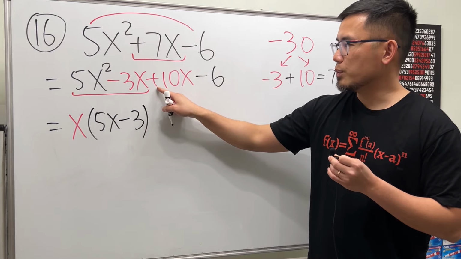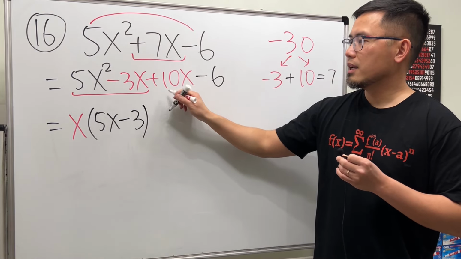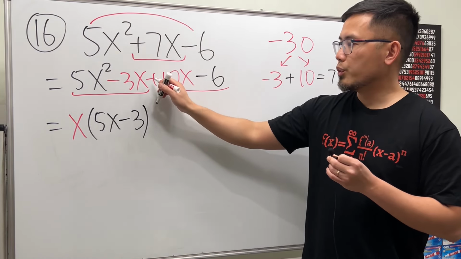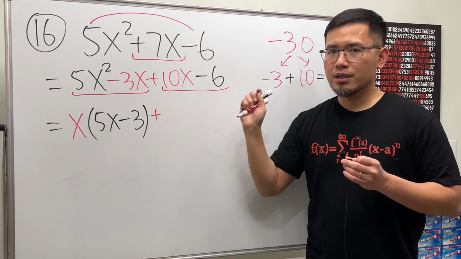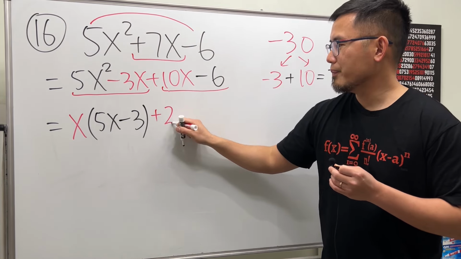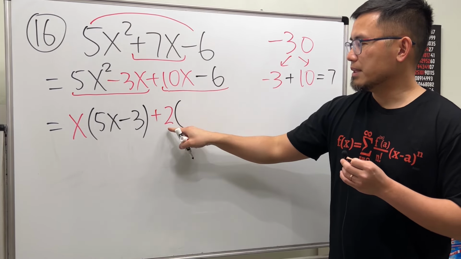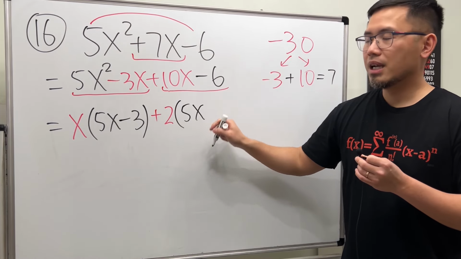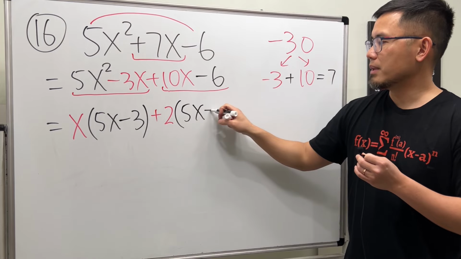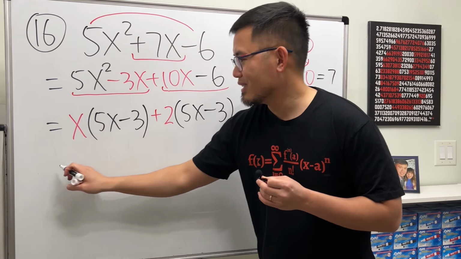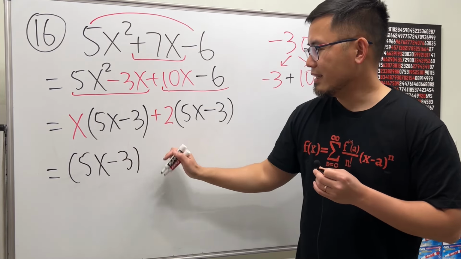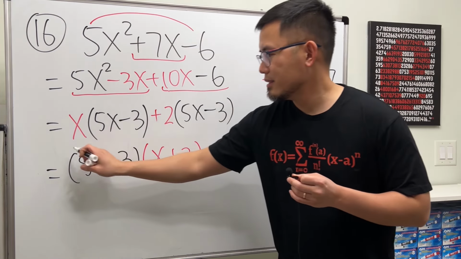Now you see right here, we put down the plus 10x, right? So when you factor this, bring down the plus. 10 and 6, we can factor out a 2. So factor out a 2. 10x divided by 2 is 5x. Minus 6 divided by 2 is minus 3. This and that, they are the same. So we can factor that out. And then x plus 2. Done.